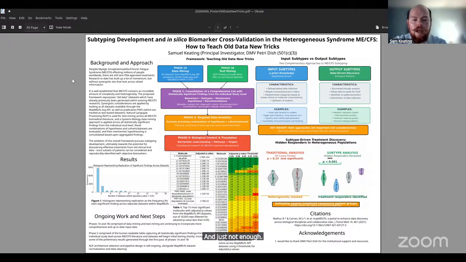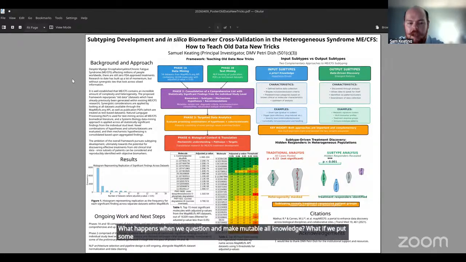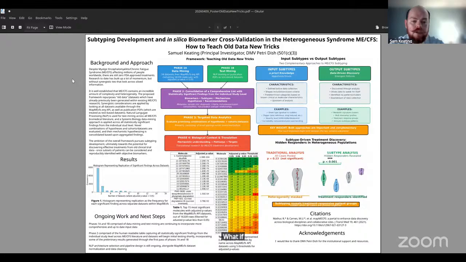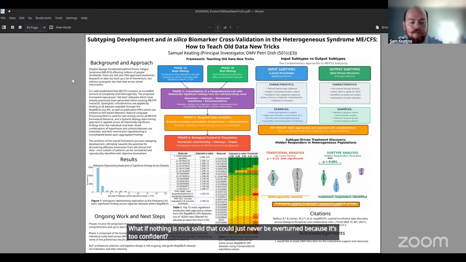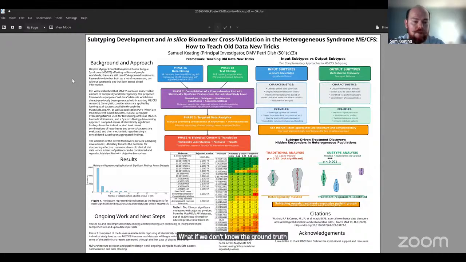So the framework I operate within is what happens when we question and make mutable all knowledge? What if we put some confidence score on every little piece of information? What if nothing is rock solid that could just never be overturned because it's too confident? What if we don't know the ground truth or absolute reality? How do we actually iterate around that, simulate or model anything around it? Or how do we grapple with reality without knowing the ground truth?